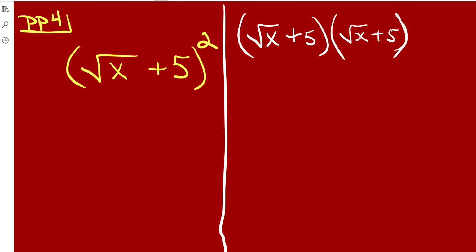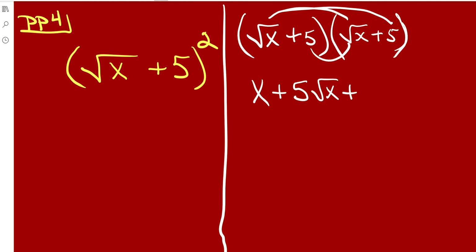Just like I did the previous problem, I have the square root of x times the square root of x is x. And then I'm going to do the outside. Square root of x times 5 is positive 5 square root of x, plus the inside, which is the same thing, 5 square root of x. And then we've got the last, which is 5 times 5, which is positive 25.